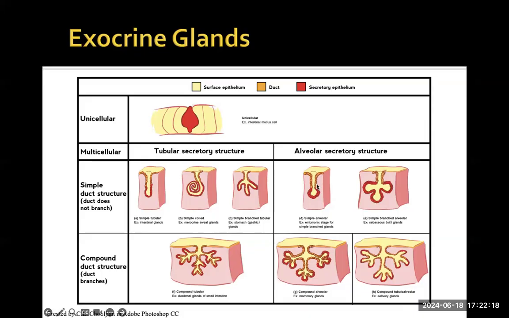Alveolar are going to be simple alveolar. It just means that there's kind of this like bulging at the bottom. And then simple branched alveolar, how you have bulging into like a branched area. And then this is compound alveolar, and then compound tubulo alveolar, which means that you see more of a tube and less of the branching here.